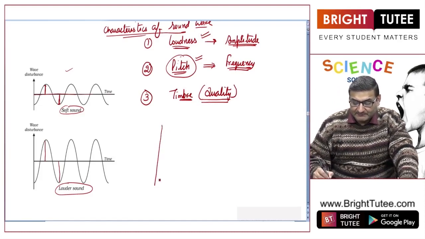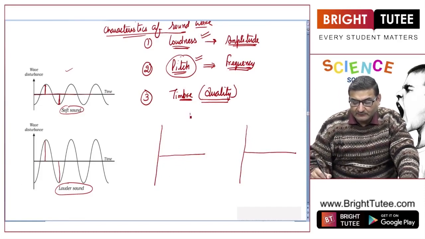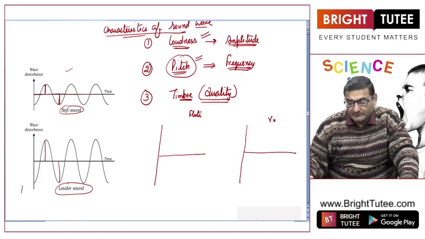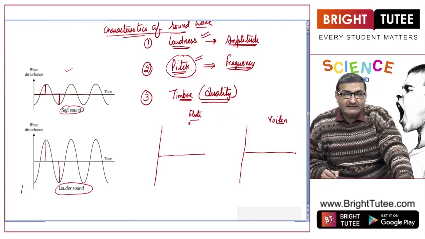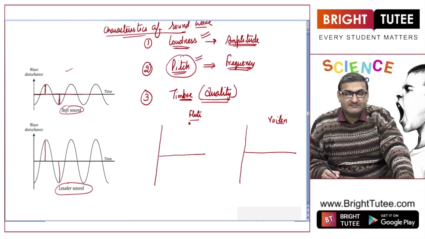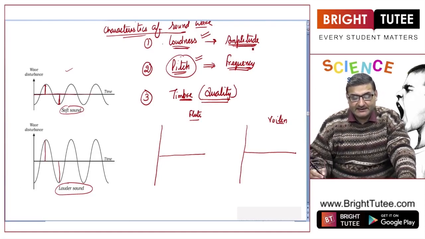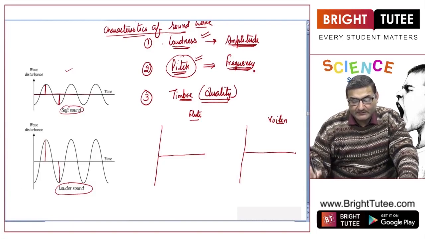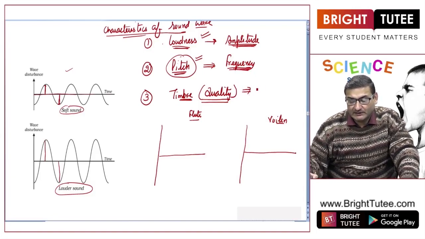Let us take an example once again. If we are talking about two musical instruments, one we take to be a flute and one we take to be a violin. We can differentiate between these two easily, whether a flute is being played or a violin is being played. How? The loudness is the same, meaning the amplitude is the same, the pitch, that means the frequency, is the same, but the quality differs. And what exactly is quality dependent on? This is dependent on the shape of the sound wave.